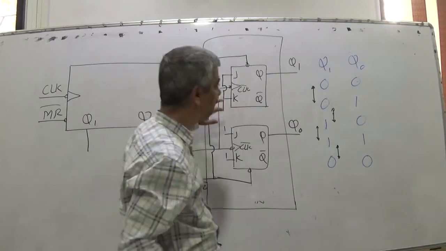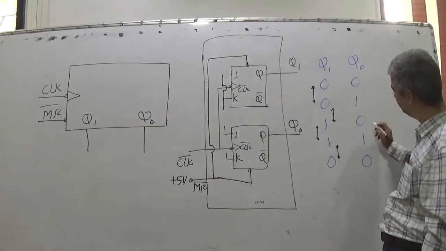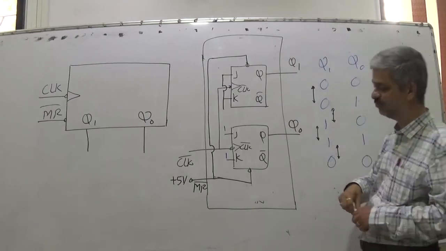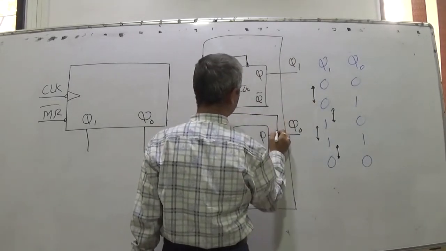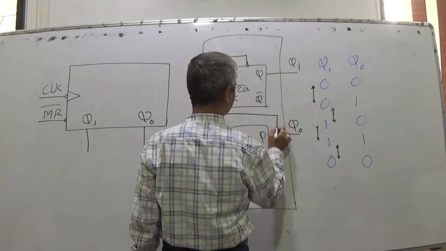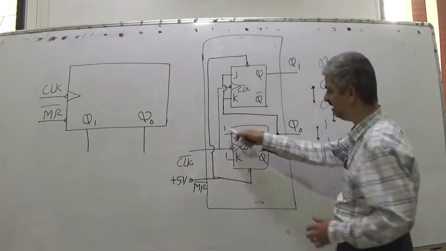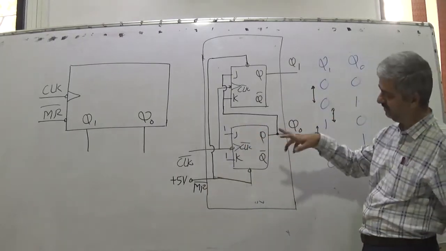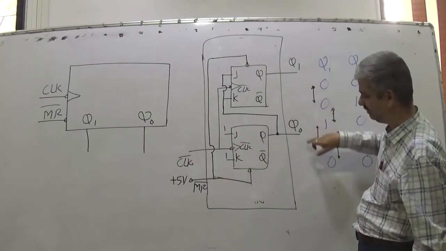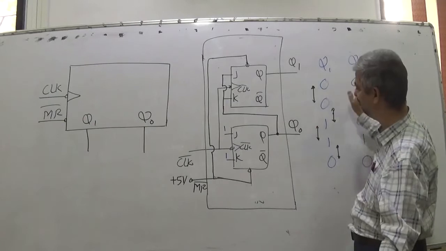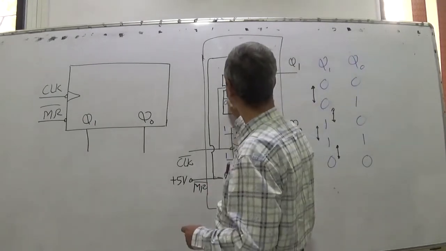When Q0 is 0, I want to continue. When Q0 is 1, I want to toggle. So I can directly connect Q0 to this J and K. If I connect this to J and K, what will happen? Here, these are 1, 1. Right now, this is 0, 0, let us say. Both are 0, 0 initially, so this is 1, this is 1. And as it was 0, 0, this is 0 and this is 0.